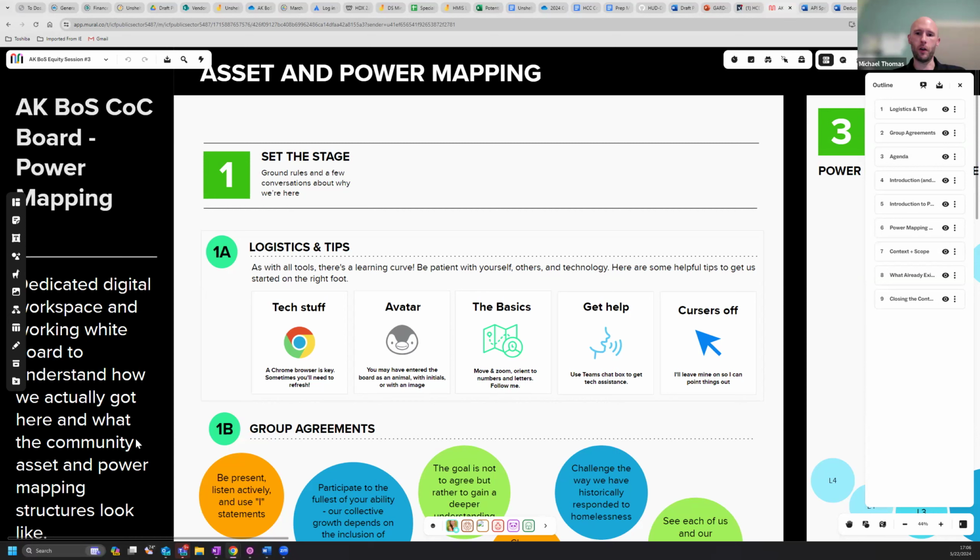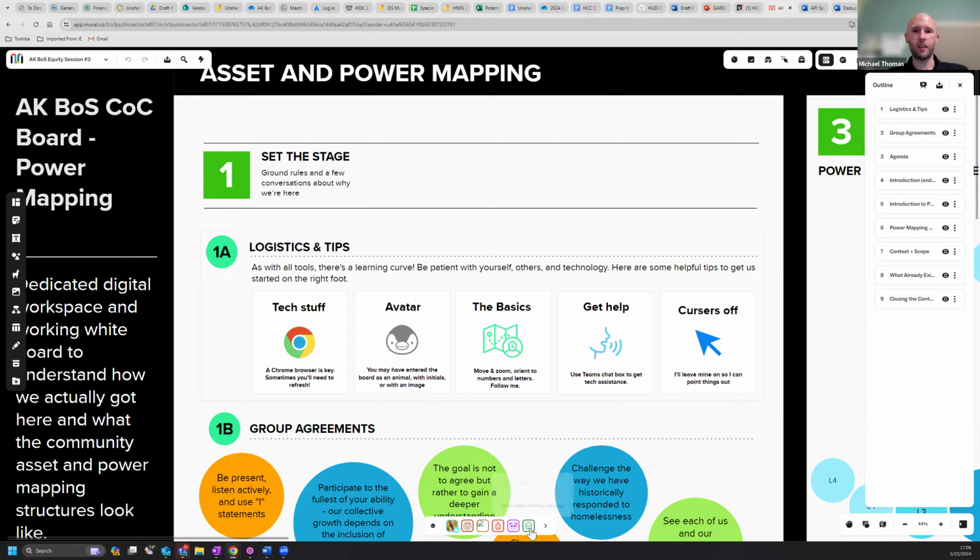When you come into this, you can choose to come in anonymously. So you may see yourself as an animal. You may see your initials. If you have a Mural account and you're signed in, you might also see your picture there. Most of you are probably going to come in as an animal avatar. I just happen to be the koala.